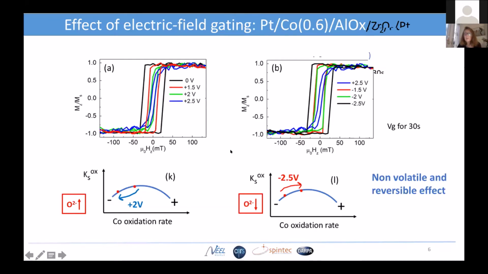In this case we have a reversible effect, because when we apply an opposite electric field with a negative bias voltage shown here, we can recover slowly and gradually the strong perpendicular anisotropy and a state that is practically identical to the one that we had before the application of the field. So in this case, we have a non-volatile and reversible effect of our bias voltage.